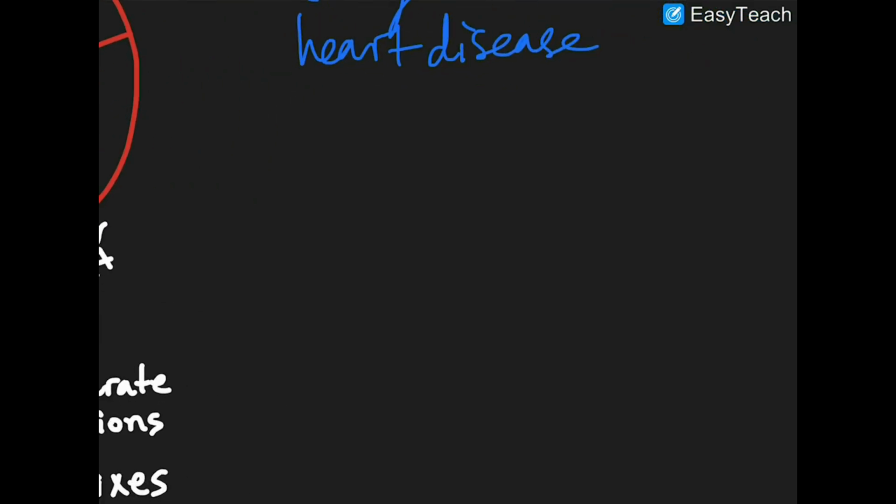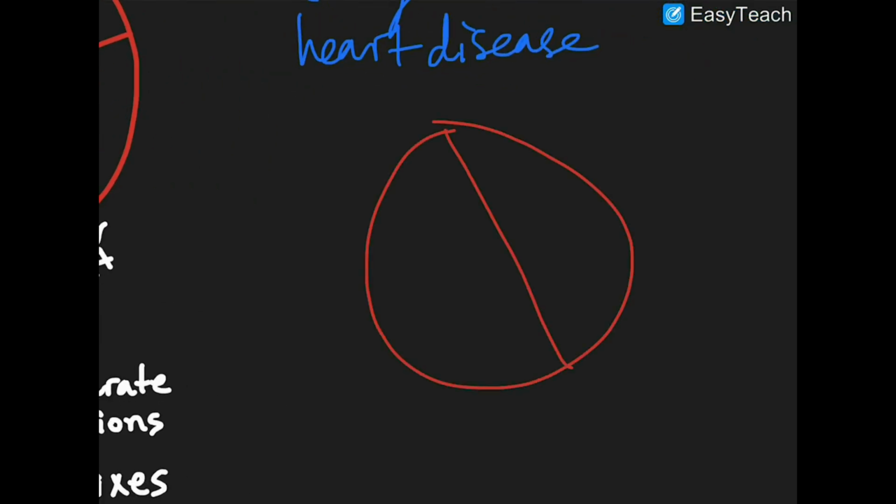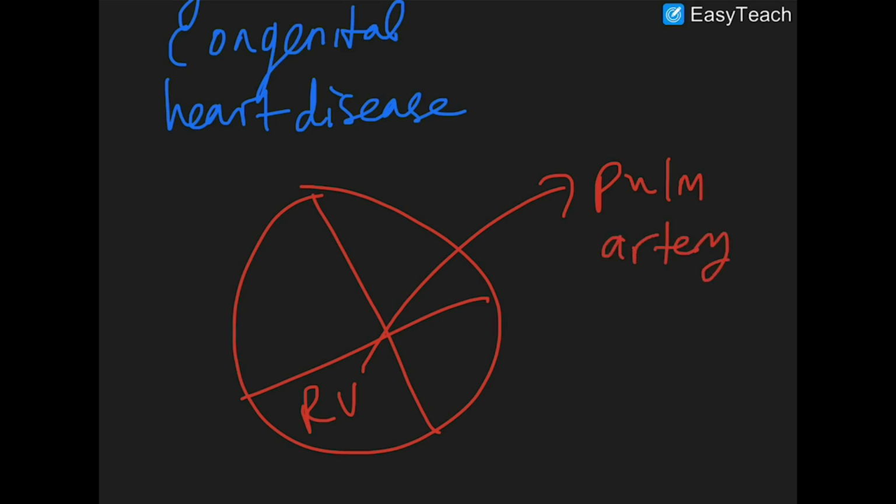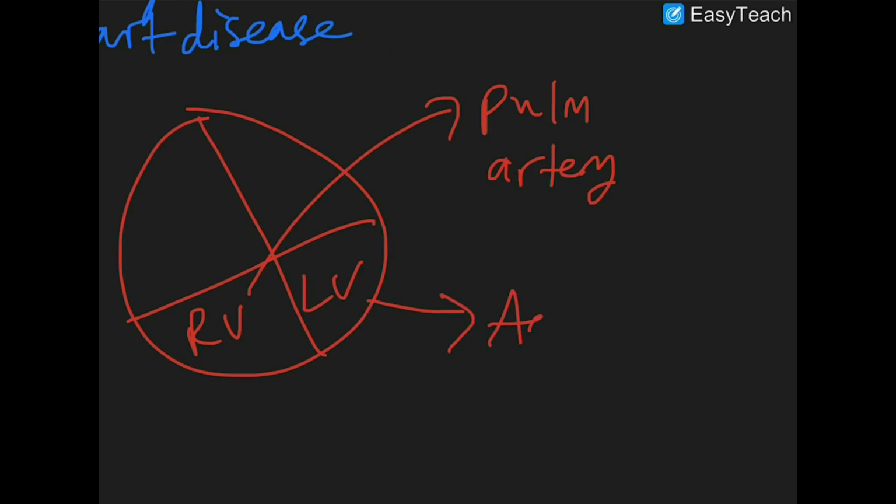Now remember, normally we have our heart. I'm just going to draw a simple picture here. From our right ventricle, remember, where does the blood go? It goes to our pulmonary artery, right? And normally from our left ventricle, blood goes to your aorta and then to your systemic circulation.